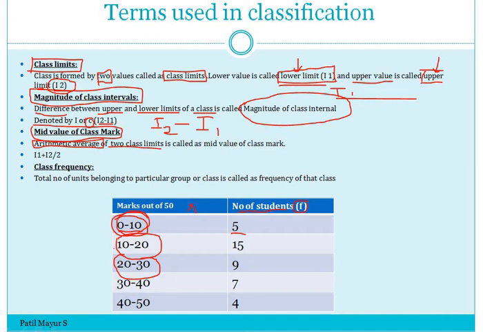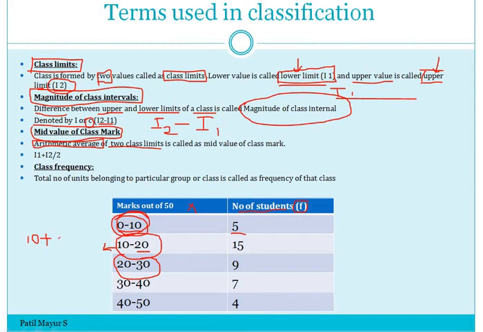For example, we will take this one, 10 to 20. Here the lower limit is 10, plus the upper limit, which is 20.